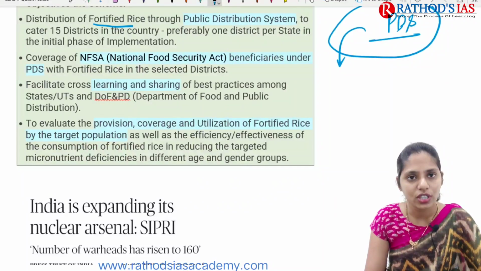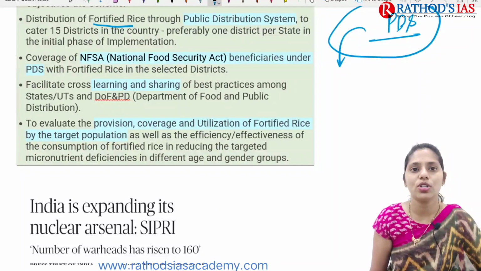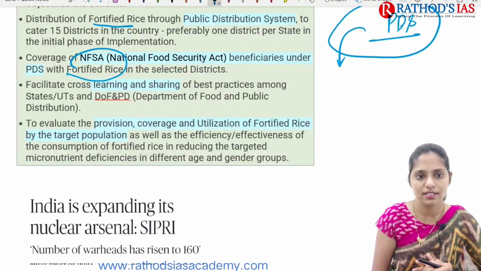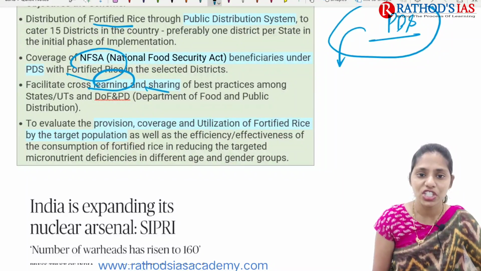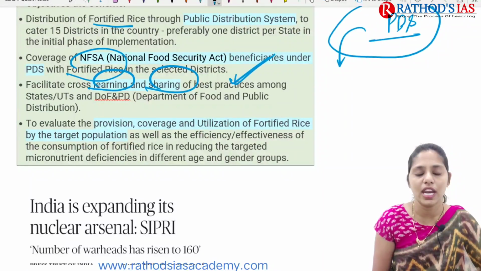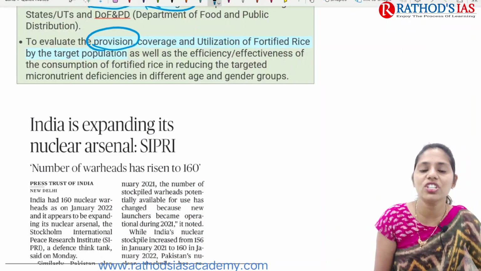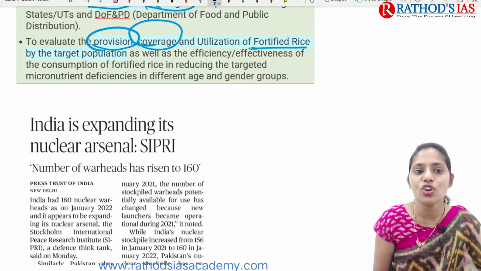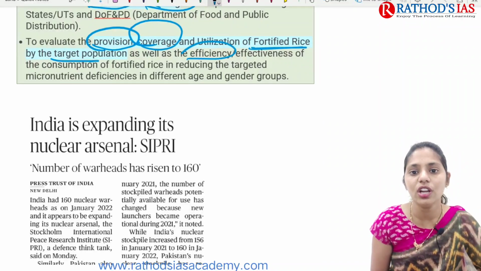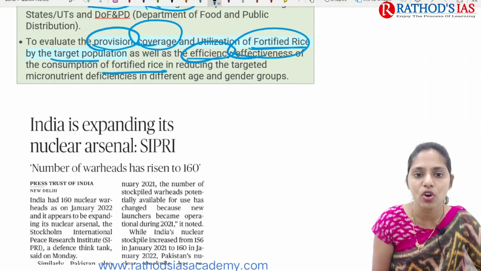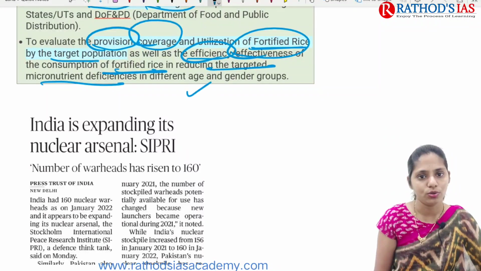And they are also talking about coverage of this National Security Act beneficiaries. Under this PDS, they will be going to get this fortified rice in selected districts. And they are also focusing on facilitating cross learning and sharing of best practices among the states, union territories, etc. And they are mainly going for evaluation of provisions, coverage and utilization of fortified rice by target population, etc. And even they are focusing on efficiency, effectiveness of consumption of this fortified rice and reducing the targeted micronutrient deficiencies also.